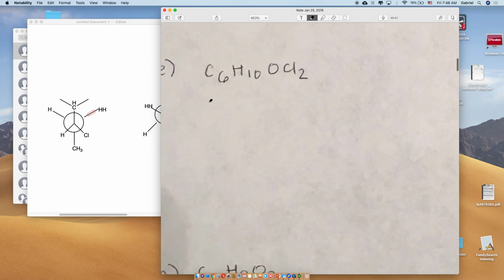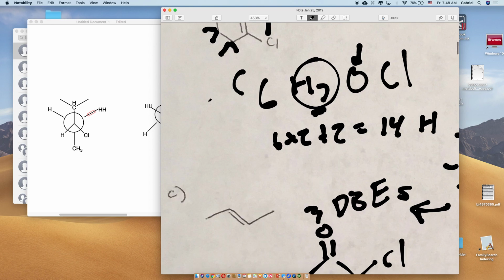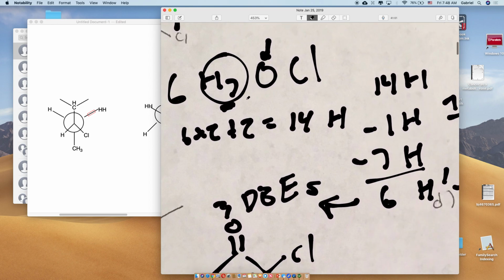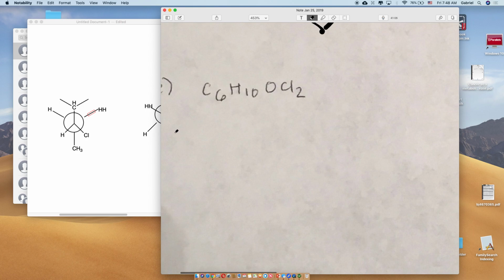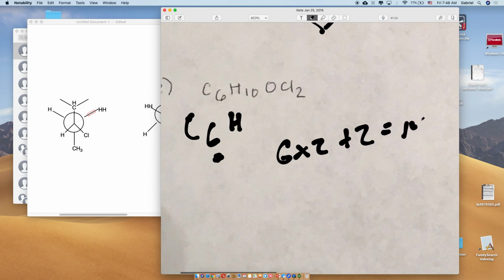Sure. So here you see we're given the molecular formula, so we have to do it the way we have up here. Let's calculate the number of hydrogens we would expect. We have 6 carbons right here. So in the alkane, it would be 6 times 2 plus 2. We would expect to see 14 hydrogens. However, we only see 10.